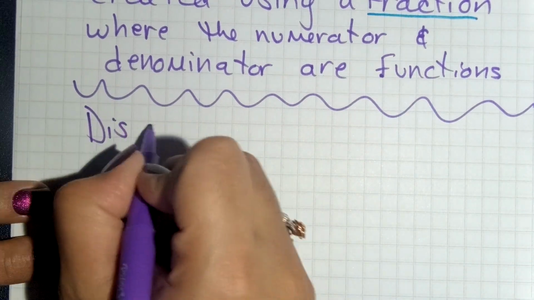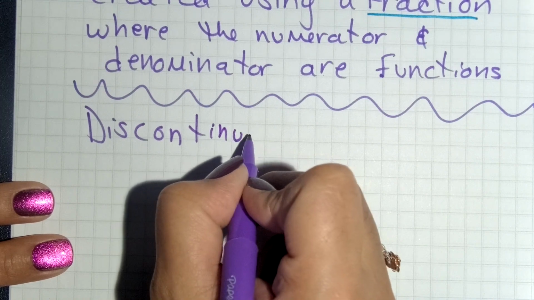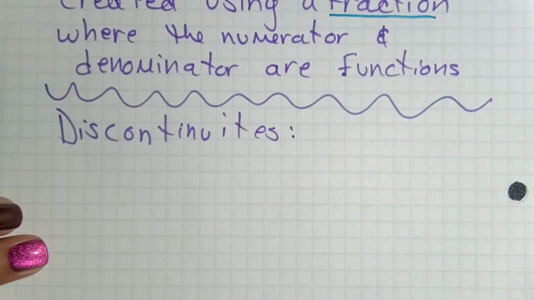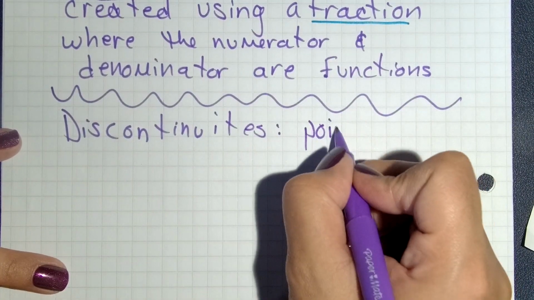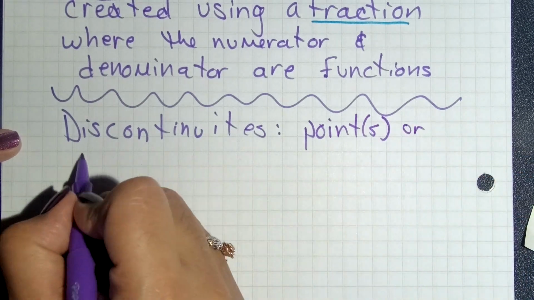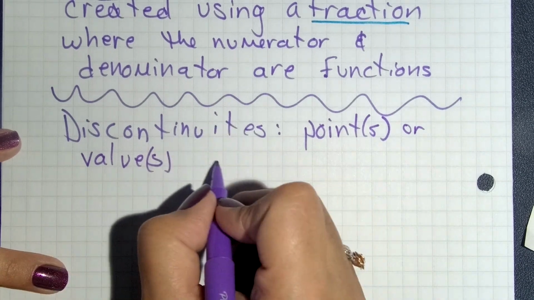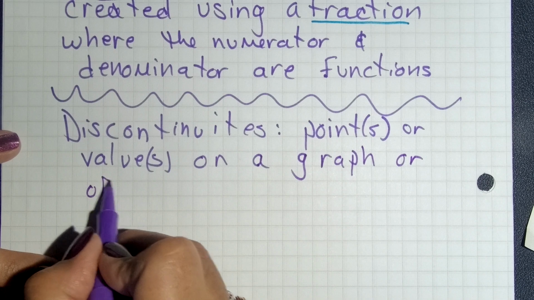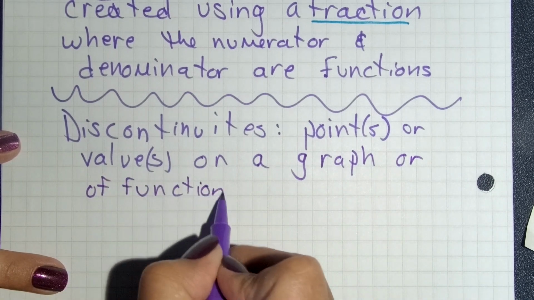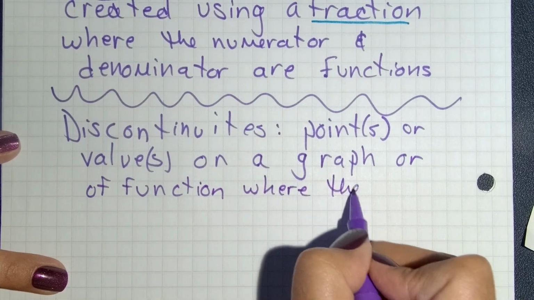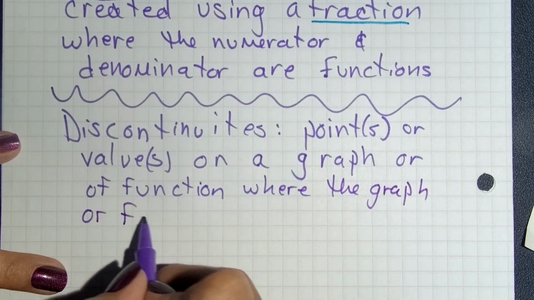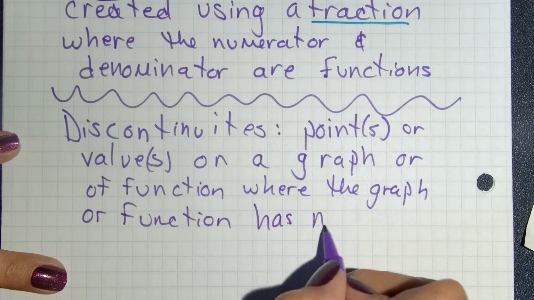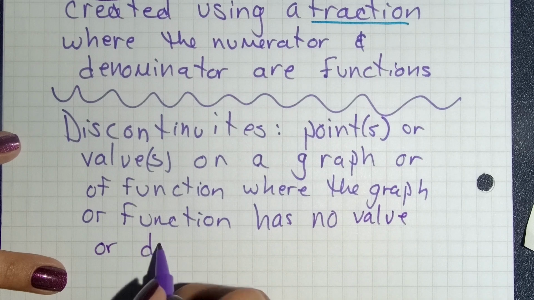So a discontinuity. Discontinuities are points or values on a graph or of a function where the graph or function has no value, or does not exist.